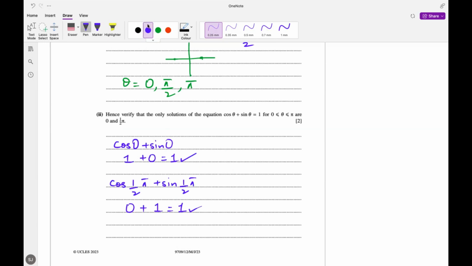Now taking theta equal to pi, we'll get cos of pi + sin of pi = 1. Cos of pi is minus 1 and sin of pi is 0. So as minus 1 cannot be equal to 1, it means that pi is not a solution, which means that the only two solutions are 0 and 1 upon 2 pi.